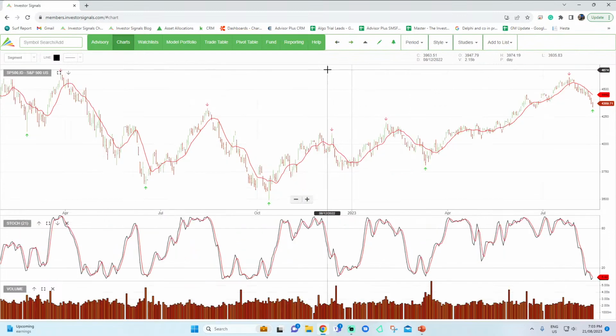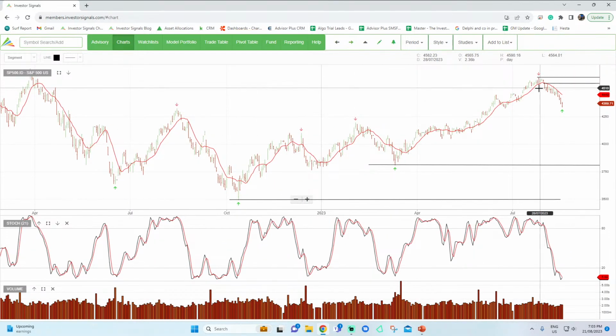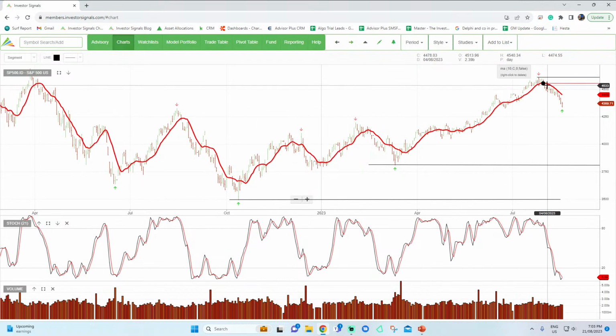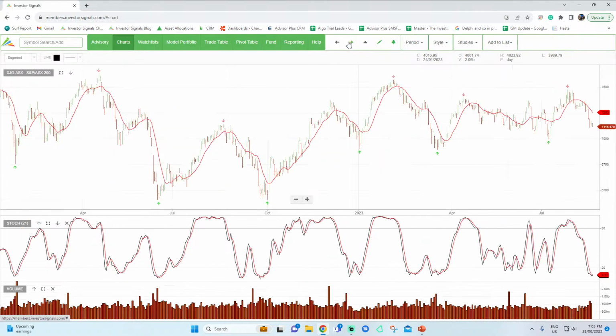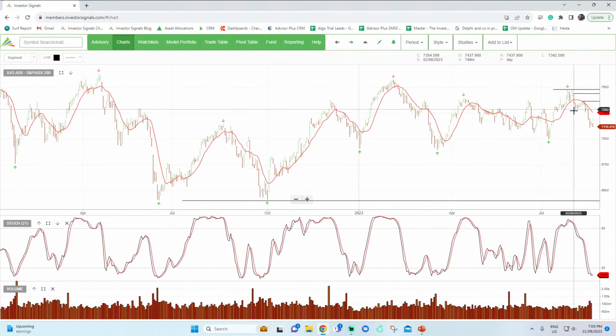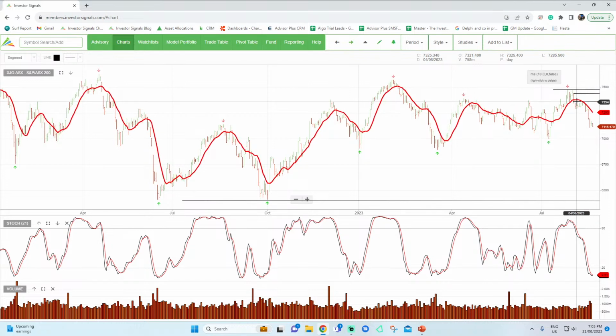If we look at the S&P 500 and the pattern here, it's a little bit similar. Stay short the S&P while it's below that 10-day average. And on our domestic market, the XJO, we can see here it's made a lower low, lower high, with overhead resistance at roughly 7,350 points. The same thing applies: stay short the XJO whilst it's below that moving average.